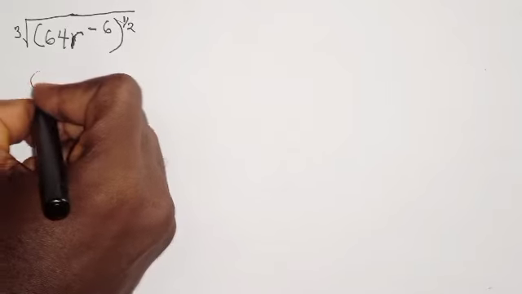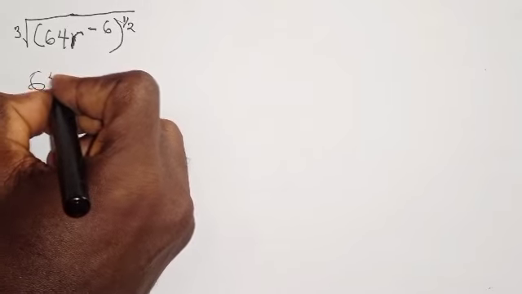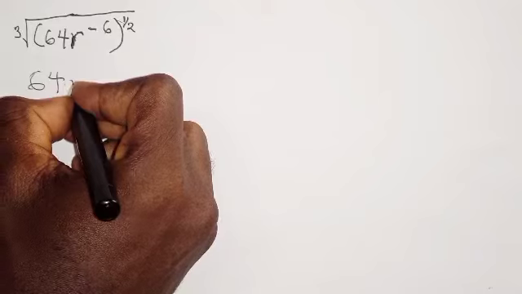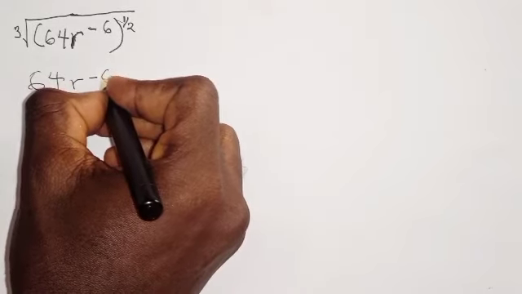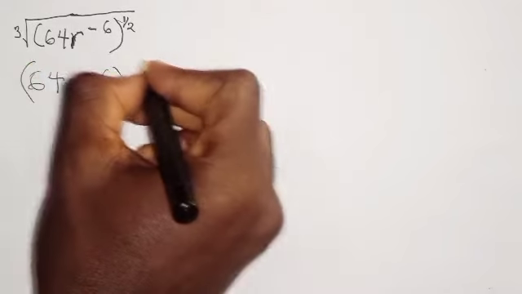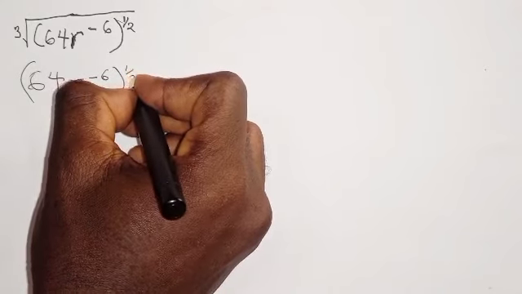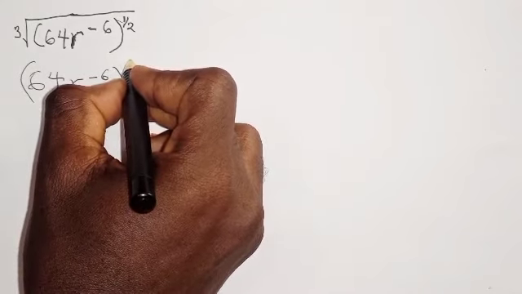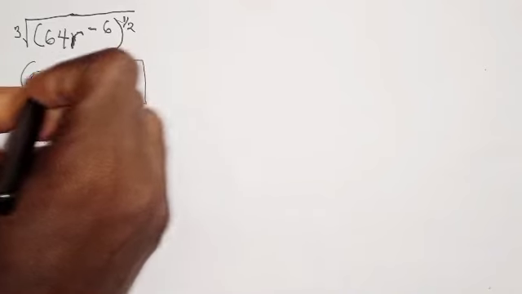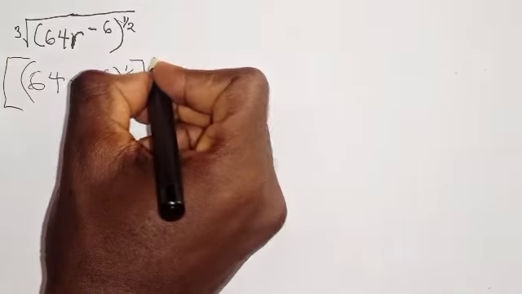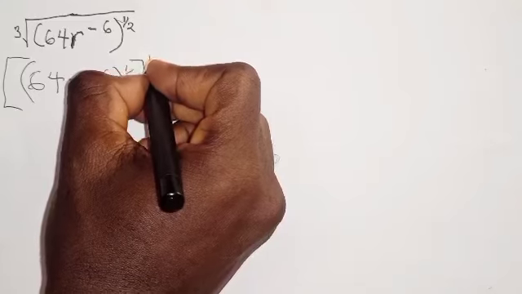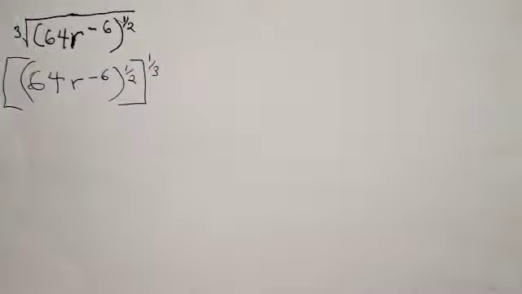So I'm going to write 64r raised to power minus 6 raised to power 1 over 2. And then I'm going to put everything all raised to power 1 over 3. If you remember one of the laws we talked about in the previous videos, when we have fractional powers, the denominator is usually used as a root.